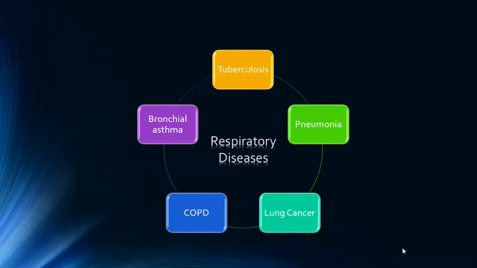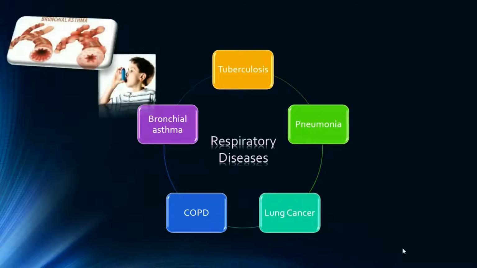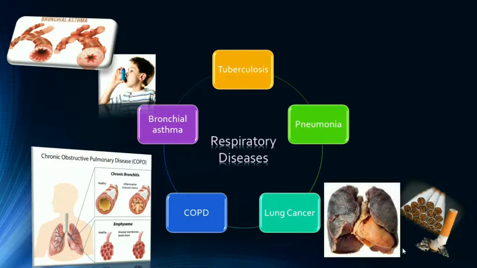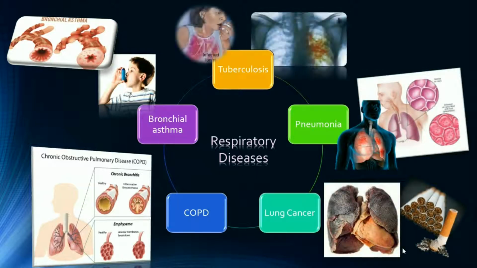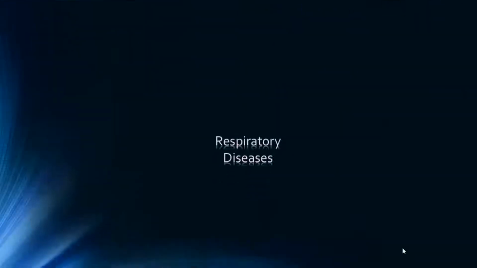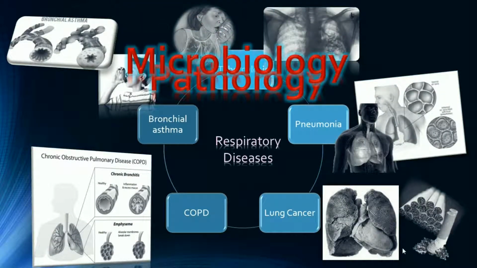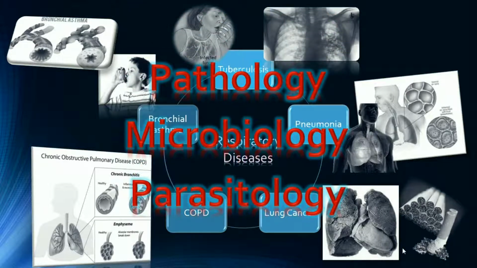Some of the common diseases that will be discussed are bronchial asthma, COPD, for example, chronic bronchitis and emphysema, lung cancer, pneumonia, and tuberculosis. There are also other topics like occupational lung diseases, pulmonary hypertension, viral respiratory tract infections, and opportunistic lung infection in immunocompromised patients. All these topics will be discussed in detail under the pathology, microbiology, and parasitology disciplines.